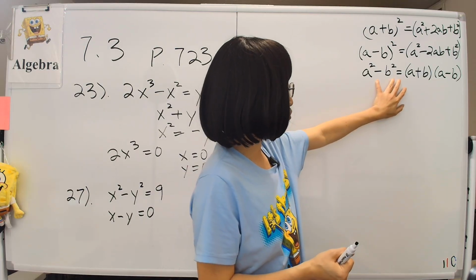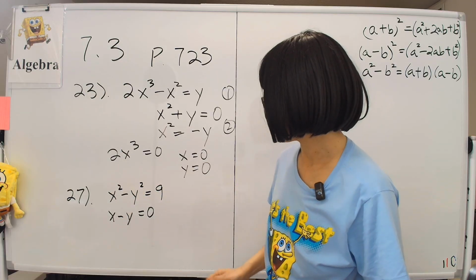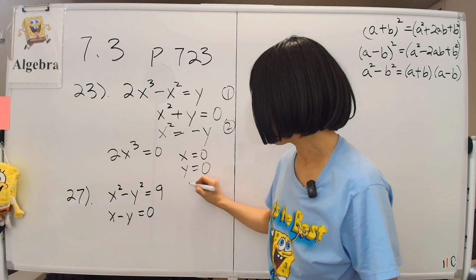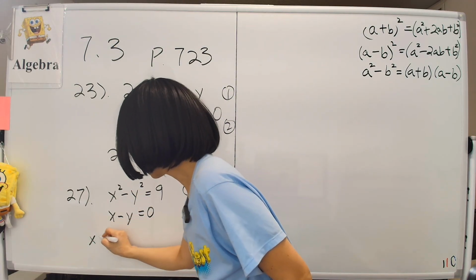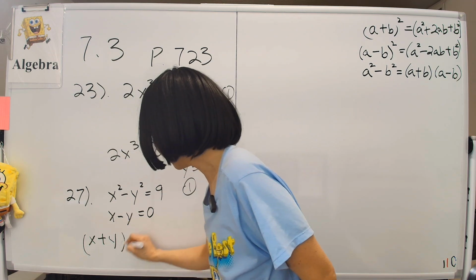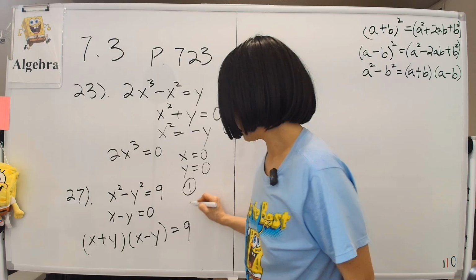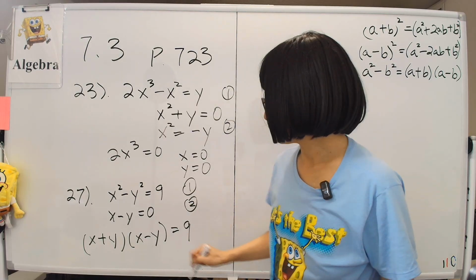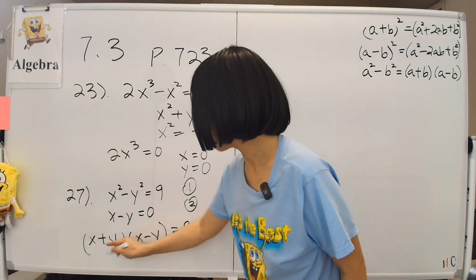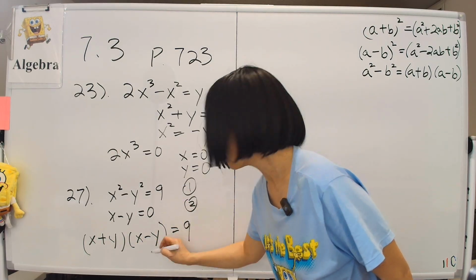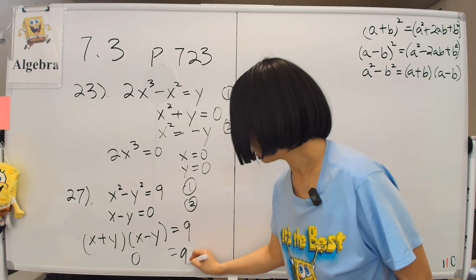So we're going to apply the difference of squares formula to the first equation. We'll rewrite equation 1 as x plus y times x minus y, and that equals 9. And this is equation 2. Then we'll plug x minus y equals 0 in here. So x plus y times 0, which is 0. This side is completely 0 because of the 0 here. 0 equals 9, which is not possible.